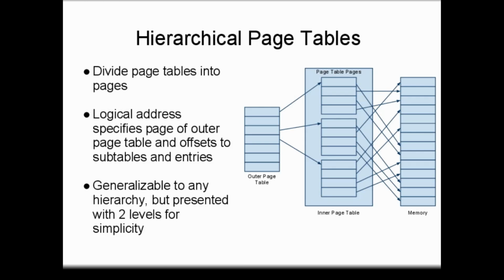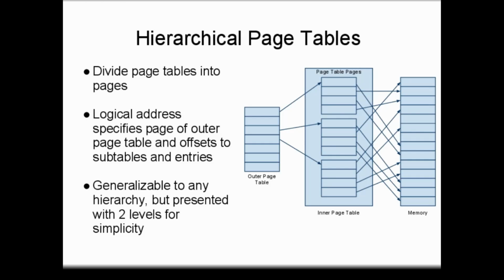One approach to reducing the page table search time whenever a TLB miss occurs is to store the page table as a tree instead of a list. This technique of hierarchical page tables divides the page tables into pages. Each logical address in process memory is divided into an outer page table, a set of offsets into various levels of subtables, and a final offset to the specific byte of memory to be accessed. This technique can be generalized to any number of levels in the hierarchy, but I will present here a simple system that uses only 2 levels.